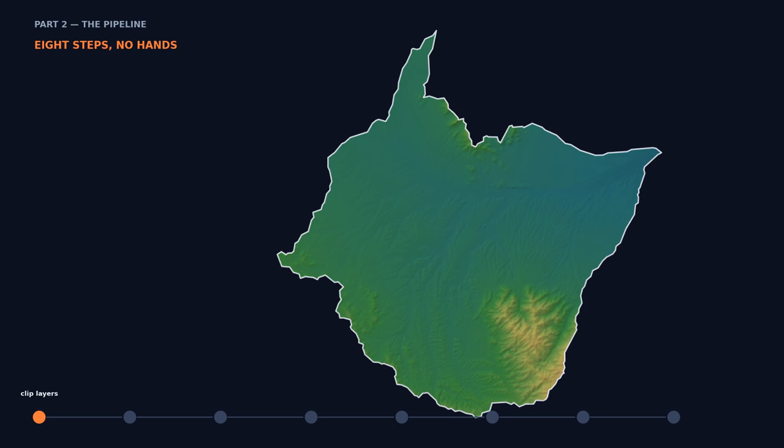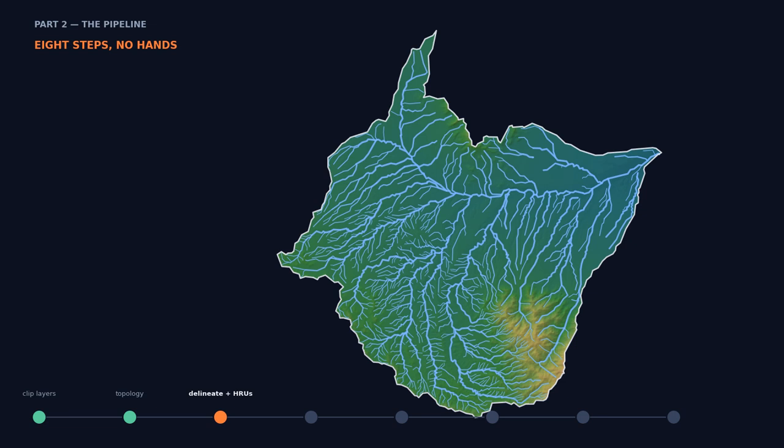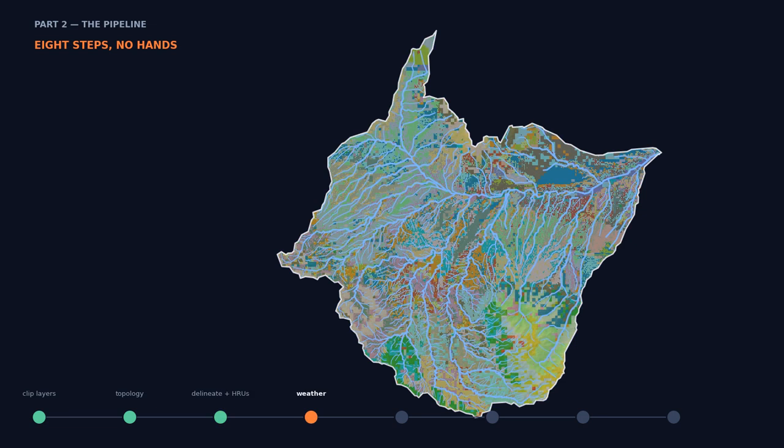The pipeline runs in order. Clip every national layer to the watershed. Build the stream topology and the catchment shapes. Delineate and form HRUs from the land use, soil, and slope overlay.